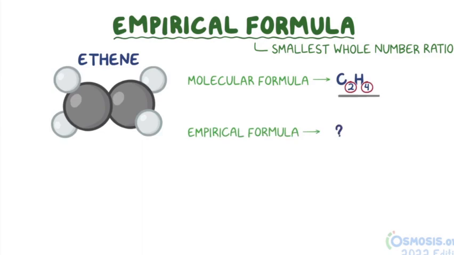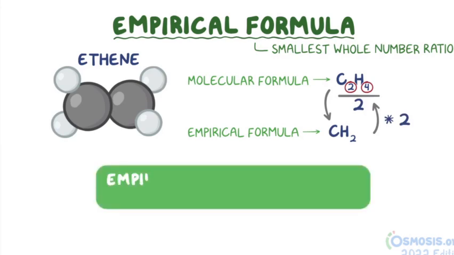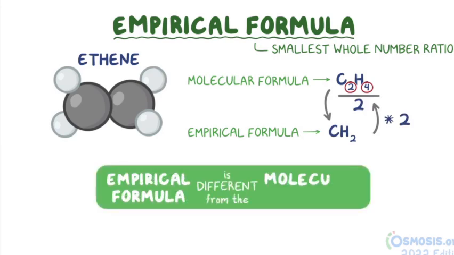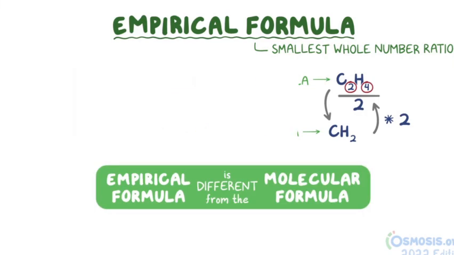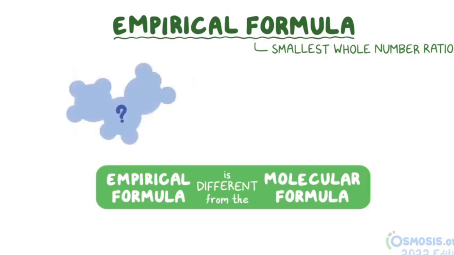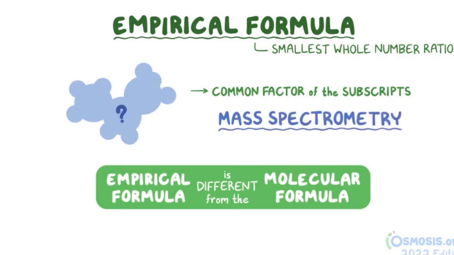So, we divide both the 2 and the 4 by 2 to get the empirical formula CH2. If we want to get the molecular formula from the empirical formula, we need to do the opposite of this. We would multiply all of the subscripts by 2. This is because, for ethene, the empirical formula is different than the molecular formula. For an unknown compound, we would need to determine the common factor of the subscripts, 2 in the case of ethene, using an experimental technique such as mass spectrometry.